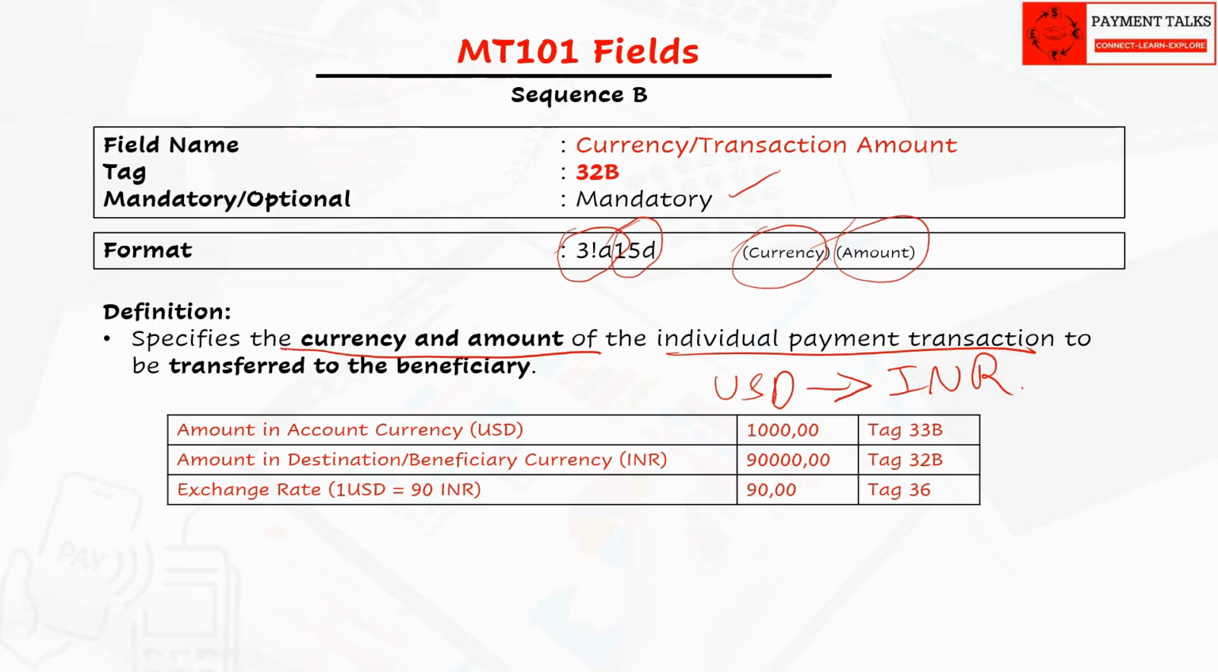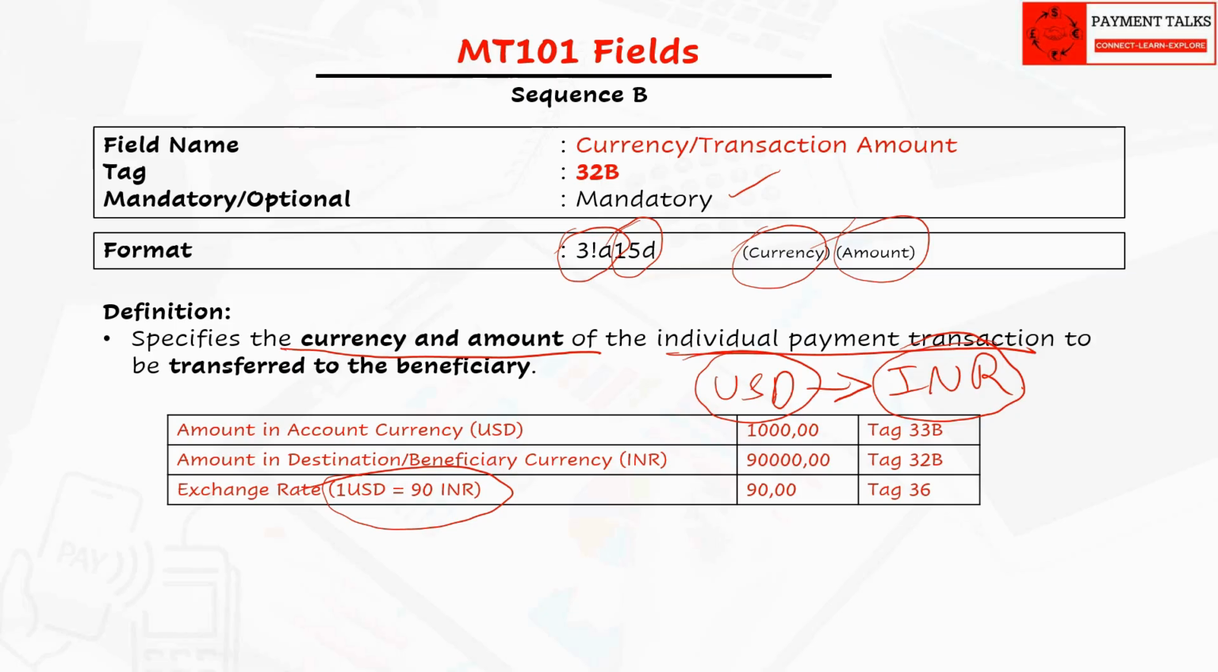So when you go to the payment page, you will have two boxes to enter. Either you enter the money in your account currency USD, or you can enter the money in the destination currency INR. Whatever you enter, the other currency is calculated based on the exchange rate that is also displayed to you on the channel. Basically, the bank channel decides these three attributes. Based on the bank, implementation varies.